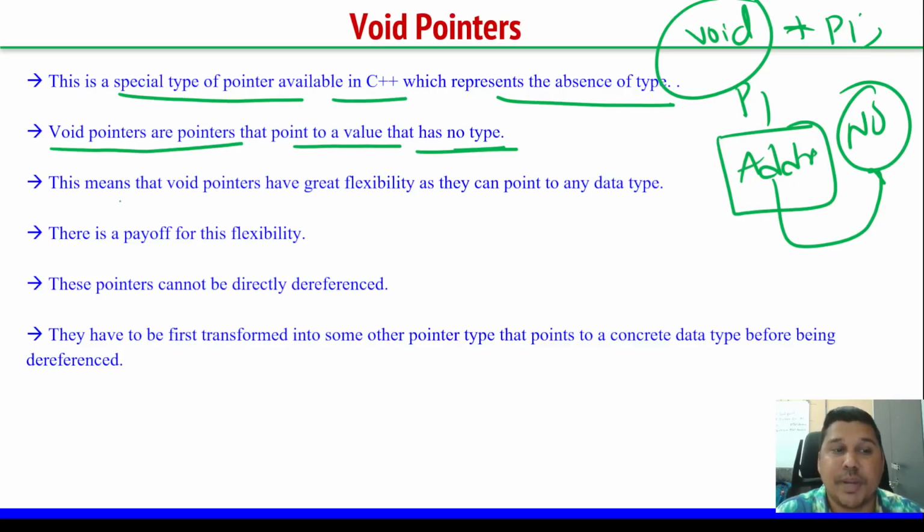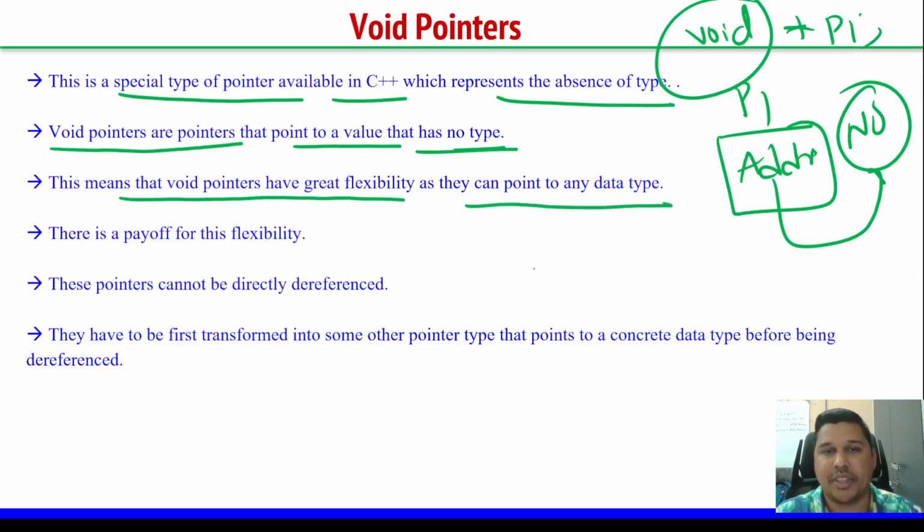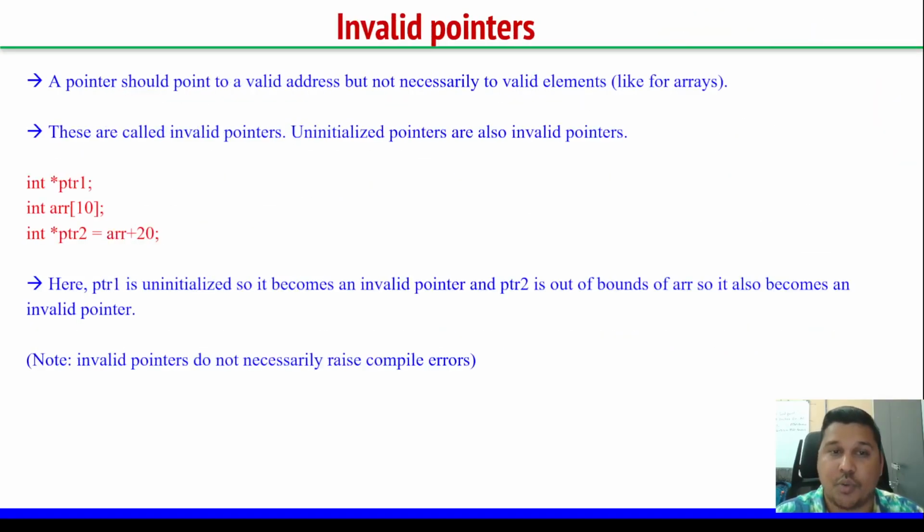Okay. So, this means that void pointers have great flexibility as they can point to any data type. So, if you want to play with pointers, however many pointers you want to create in a program, just write void star p1, p2, p3, p4, and so on. As and when you require, you can use them for integer, character, or float. That is the benefit or advantage of these void pointers. Okay. So, this is about the void pointers.